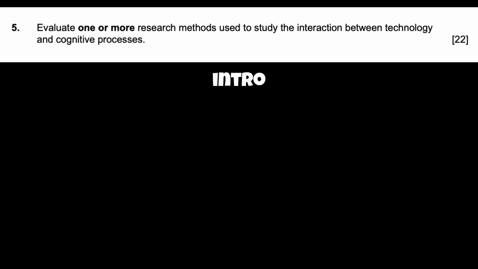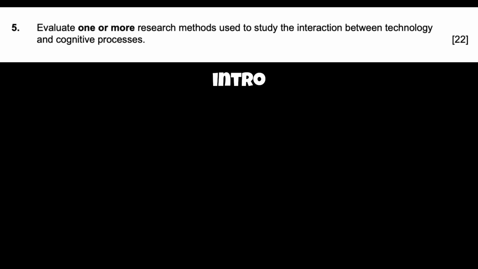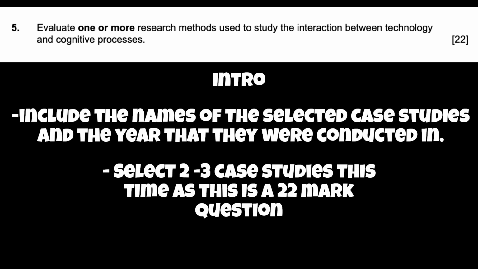For the introduction in a 22-mark question, again, you must give a brief synopsis on what the concept asked in the question is. So for example, over here you would give a 3 to 4 sentence brief of what research methods in psychology are. And then, the second part of your introduction must include the names of the case studies that we have selected, and this time we need to discuss at least 2 to 3 as this is a 22-mark question, and then the year that these case studies were conducted.